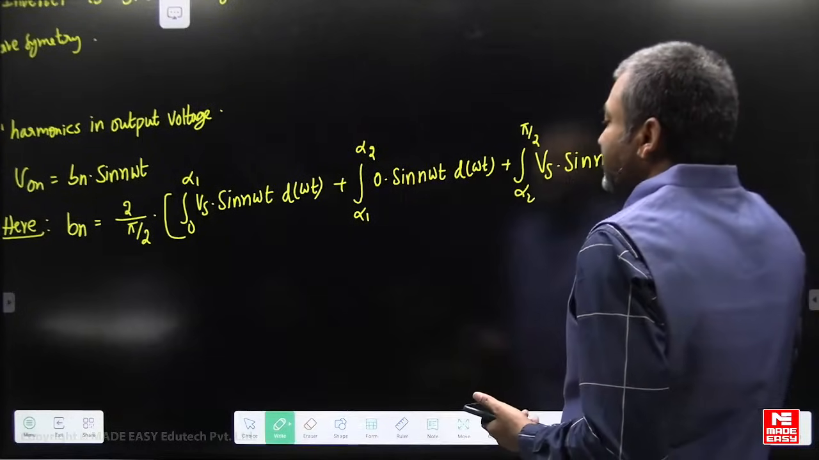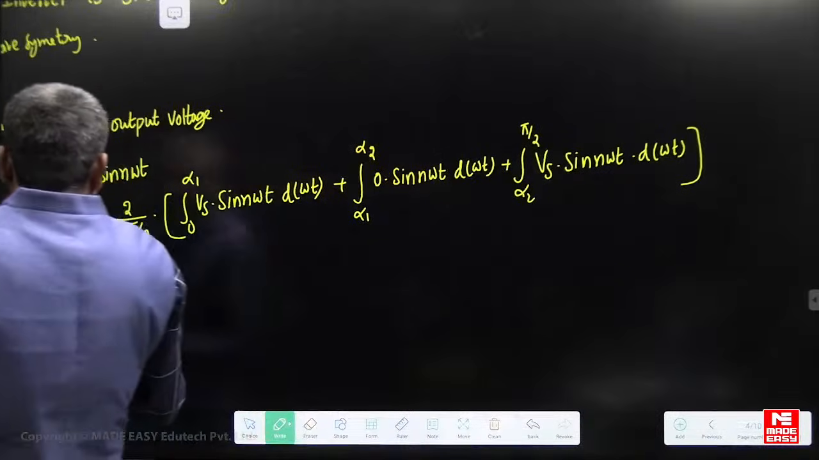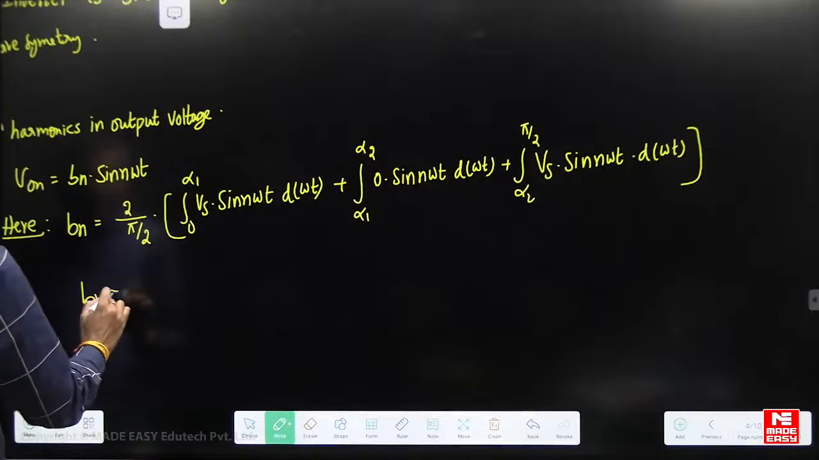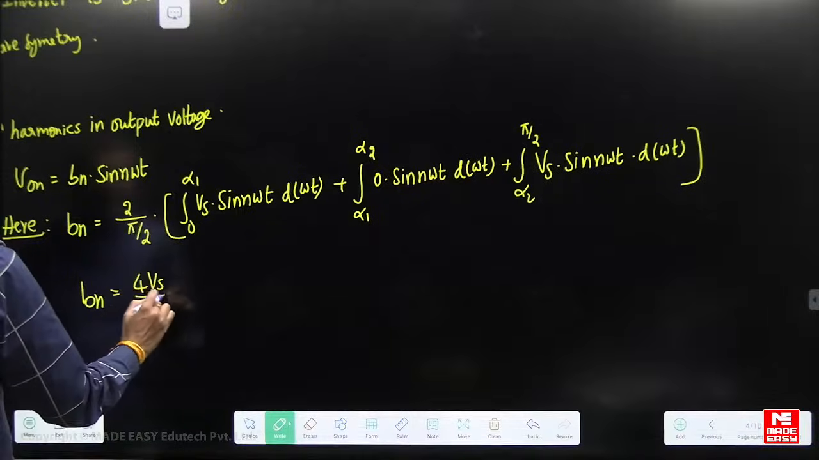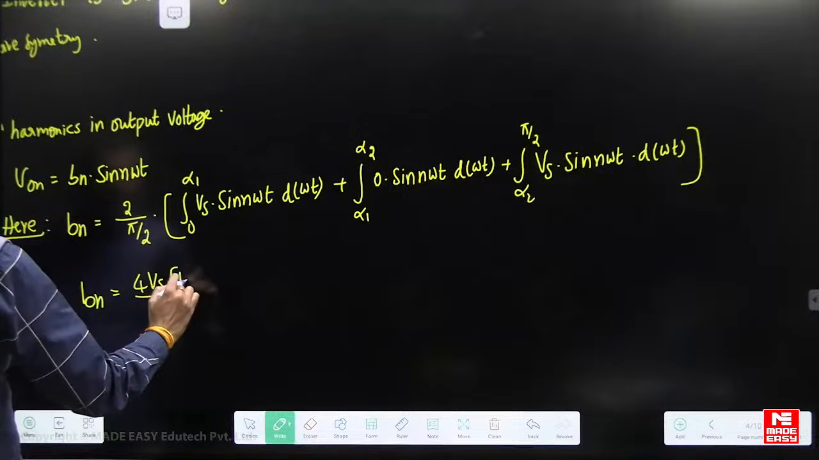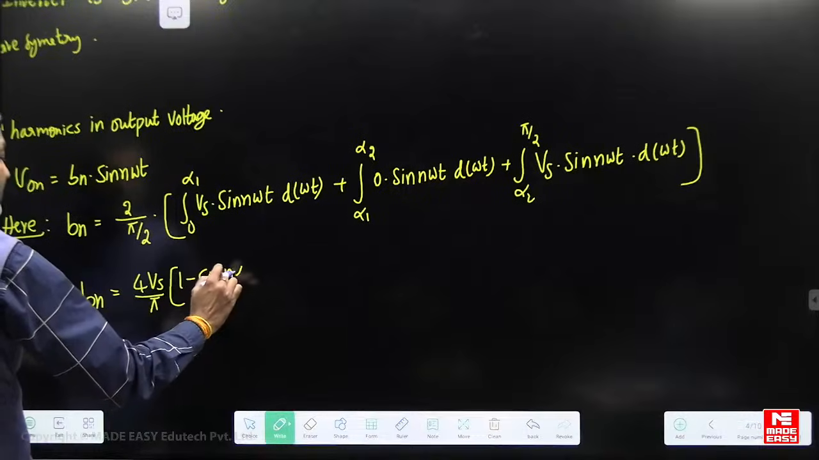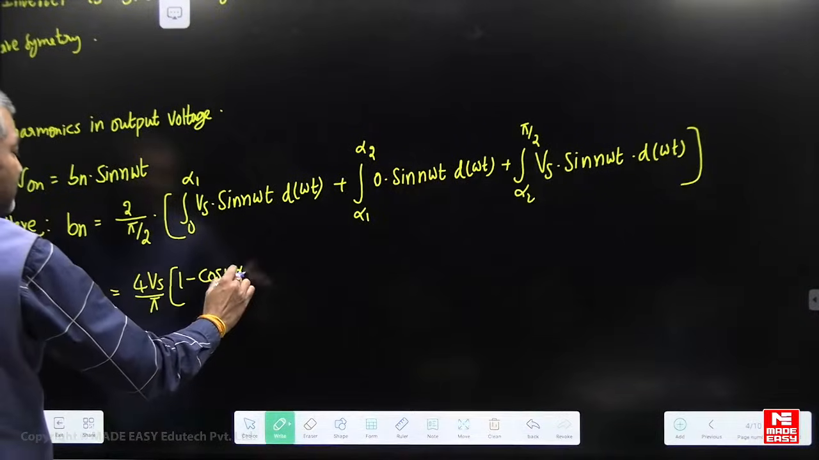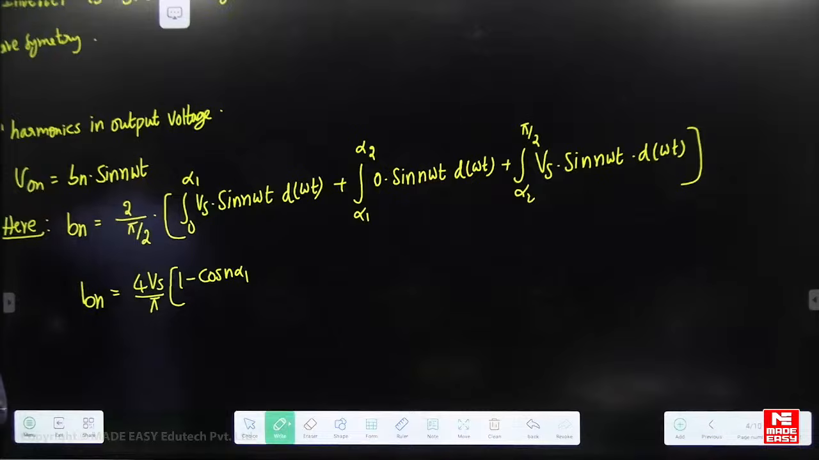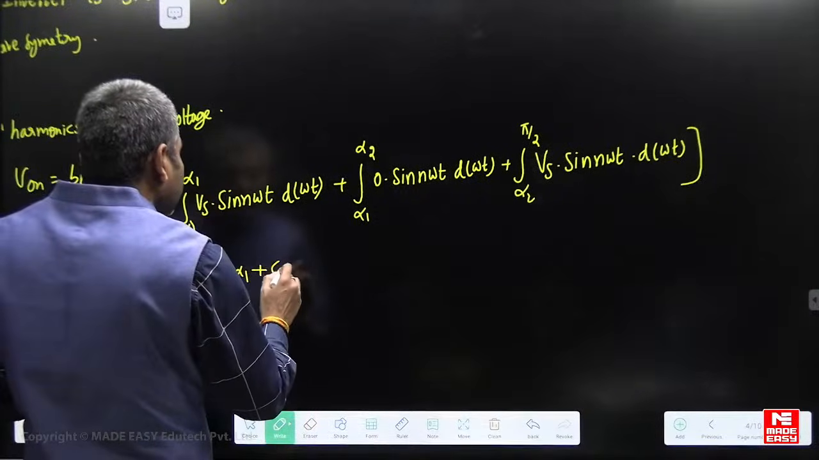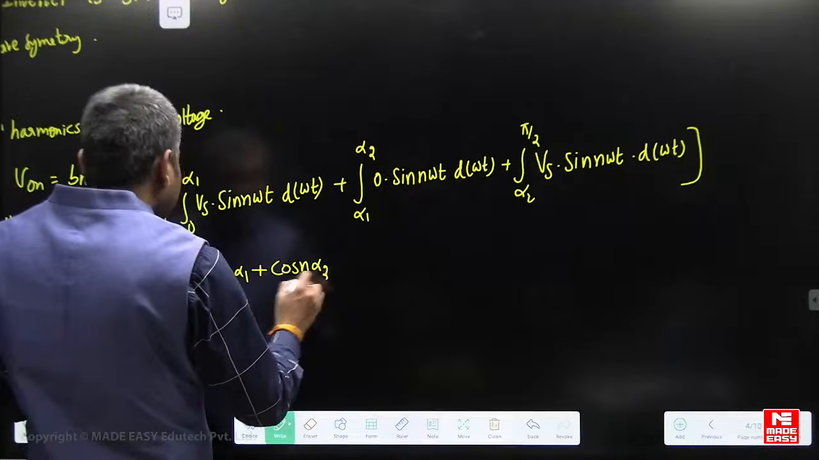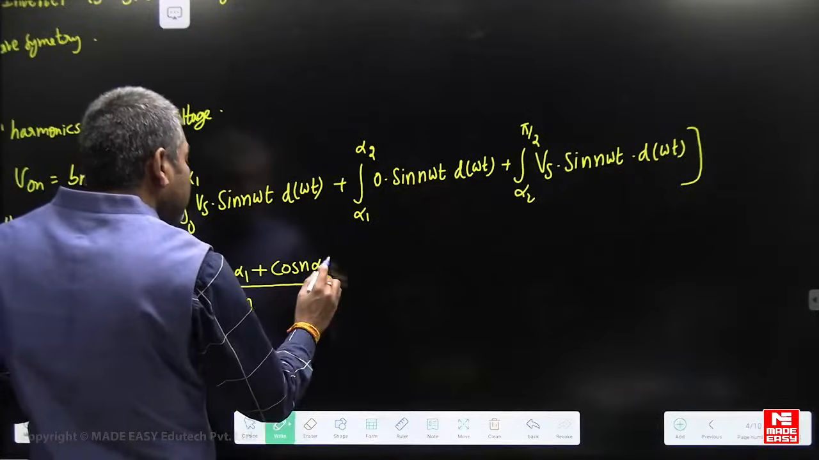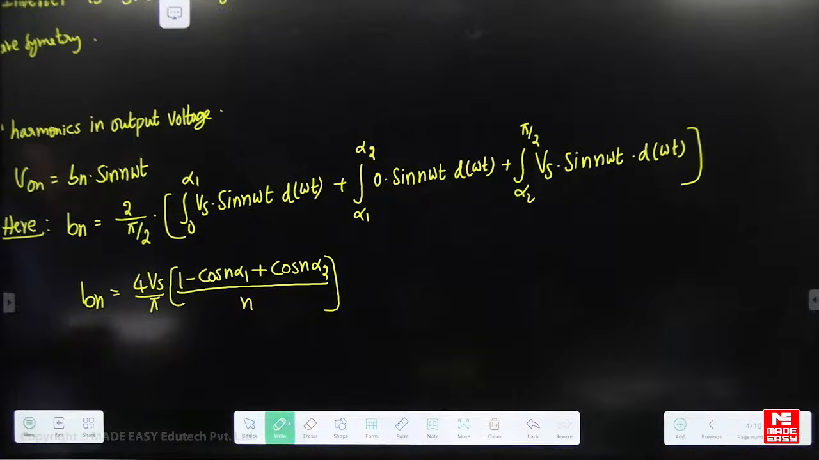So, just simplify this, and finally what is the nth harmonic amplitude? The formula is 4Vs by pi into 1 minus cos of n alpha 1 plus cos of n alpha 2, whole divided by n. So, this is the nth harmonic amplitude.